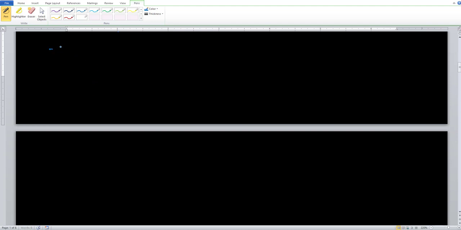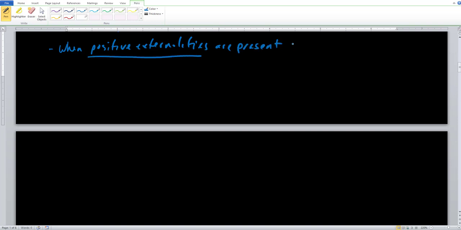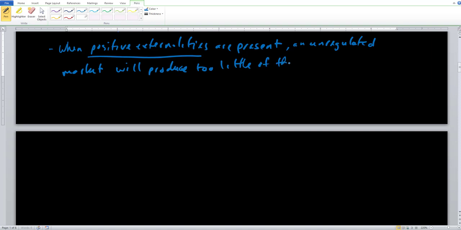So just for completion, wrapping up what we said on the negative externality side as well, just for comparison: when positive externalities are present, that tells us that an unregulated market will produce too little of the good. So here, we want to produce more of these goods, but if we leave the markets alone by themselves, we notice that with goods that exhibit positive externalities, we will produce too little of the good.